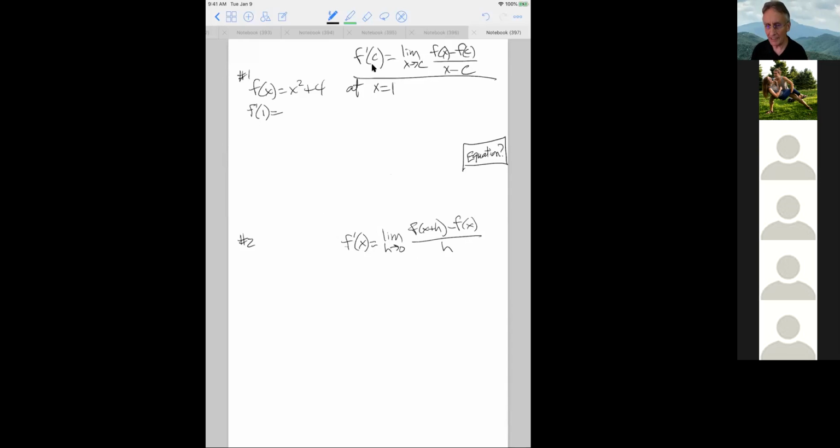Derivative at a point, okay? At x equals 1 is what I want to do in just a second here. And I'll do that problem completely when we get back from the breakout rooms, okay?